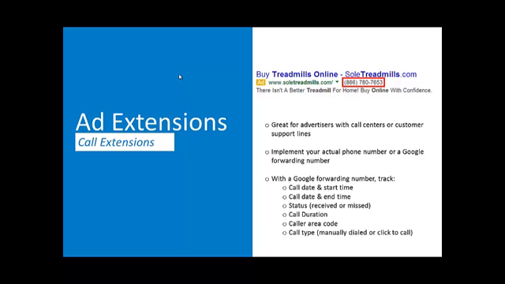The other thing that you can do is implement a Google forwarding call number. That's going to be an 877 number. And what that's going to do is allow you to track a ton of information regarding calls coming in through AdWords. You can track call date and time, when the call ends, if the call was received or if it was missed, how long that call lasted, and the location of the caller's area code.